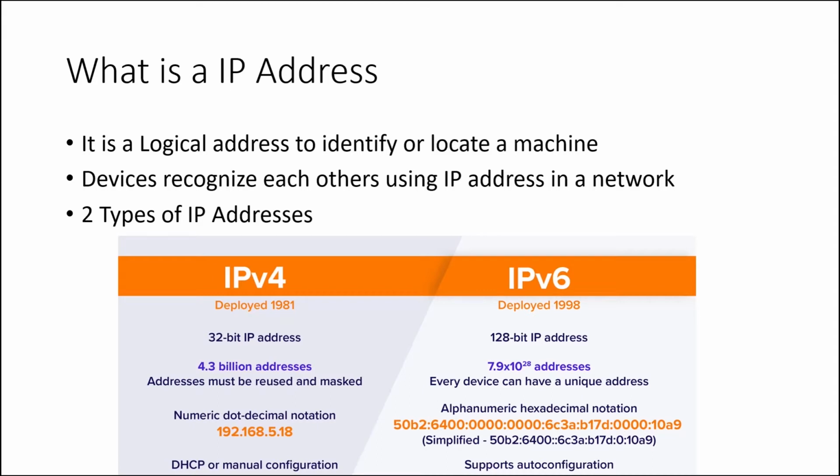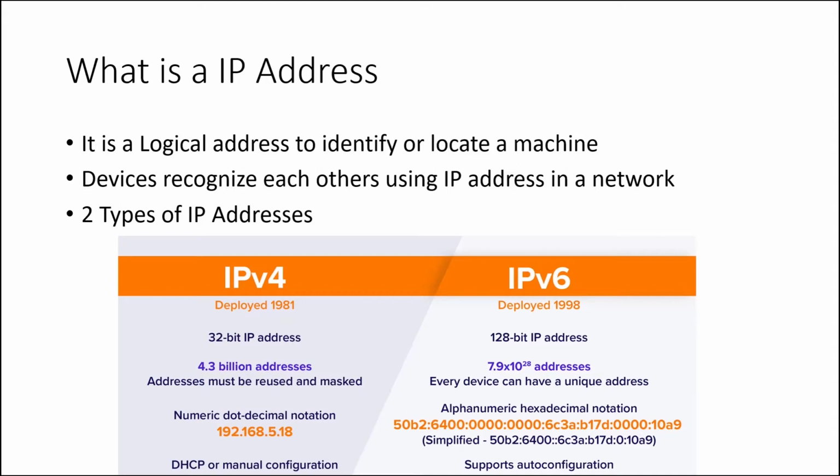Okay, so what is an IP address? It's a logical address to identify a machine located in a network. Devices recognize each other using IP addresses in a network. So guys, if you are connected to the network, if you are accessing the internet, your device already has an IPv4 address and an IPv6 address. So what is IPv4 and IPv6?